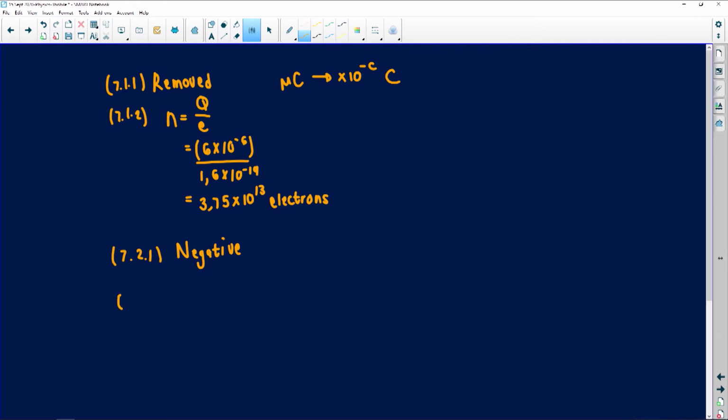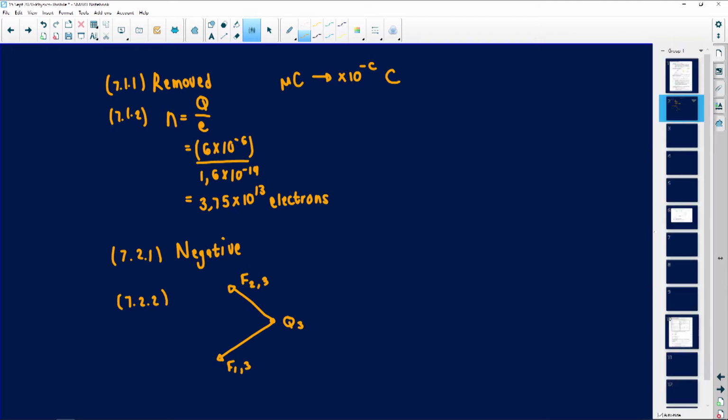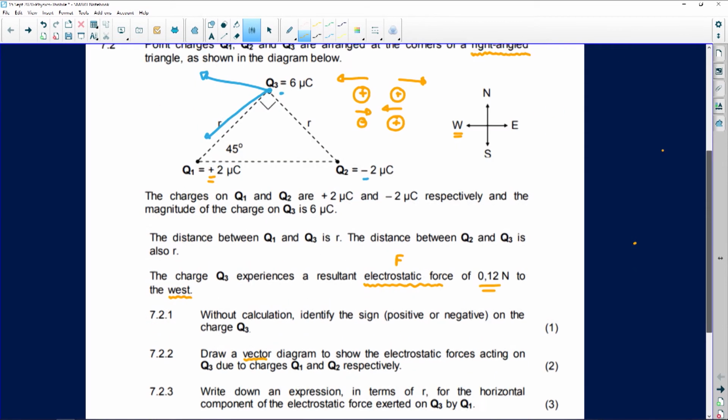So that is 7.2.2, vector diagram. A point, we are talking about Q3. Show the examiner you know what's going on. In this direction, it will be the force of the second one on the third one. In this direction, Q3 is going to be attracted by the first one. So that is then my vector diagram for Q3 and what is going to happen there.